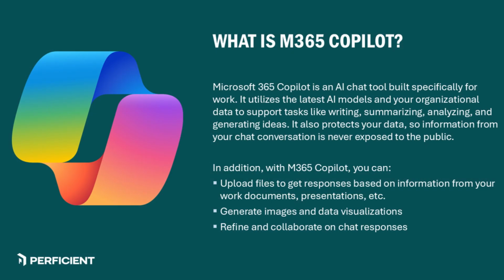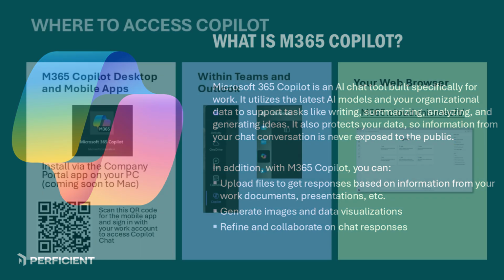Microsoft 365 Copilot is an approved third-party AI chat tool built specifically for work. It uses advanced AI models and your Microsoft 365 data to answer questions, generate content, and help you locate information faster. Copilot protects your data. Your prompts and responses are not exposed publicly. With Copilot, you can upload work files for context, generate images and visualizations, and collaborate more effectively on responses. Copilot is designed to enhance how you work while keeping security and governance front and center.